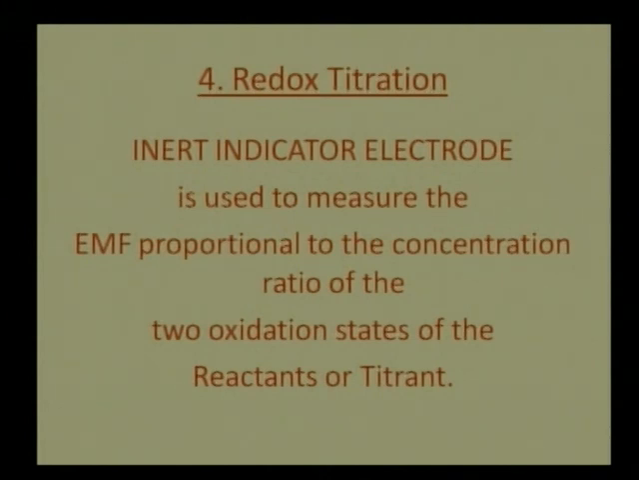In the redox titration, an inert indicator electrode is used to measure the EMF proportional to the concentration ratio of the two oxidation states of the reactants or titrants. Now as we know, in the redox titration we have two different reagents. One is the electron loser, one is the electron gainer. The electron loser is oxidation, and the electron gainer is the reduction of the ions.